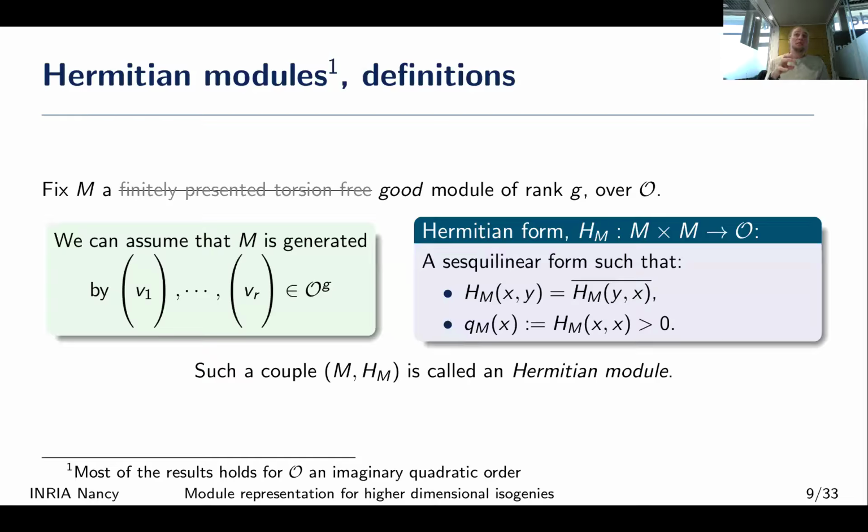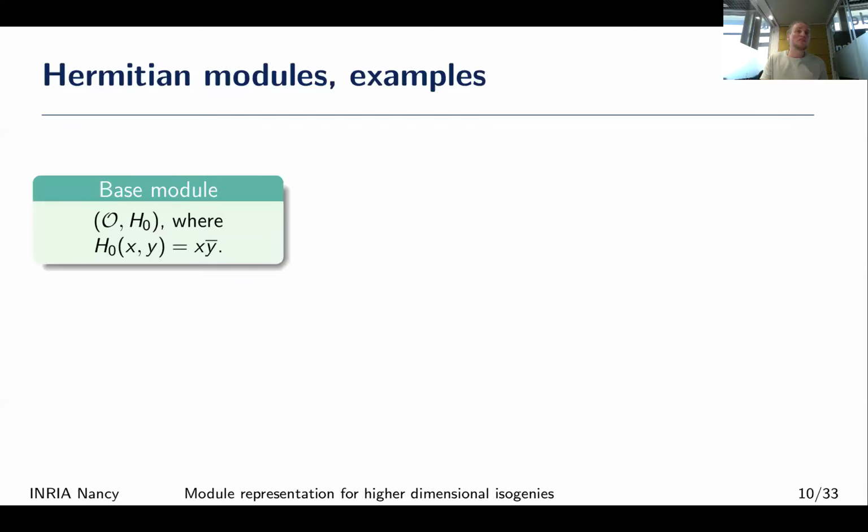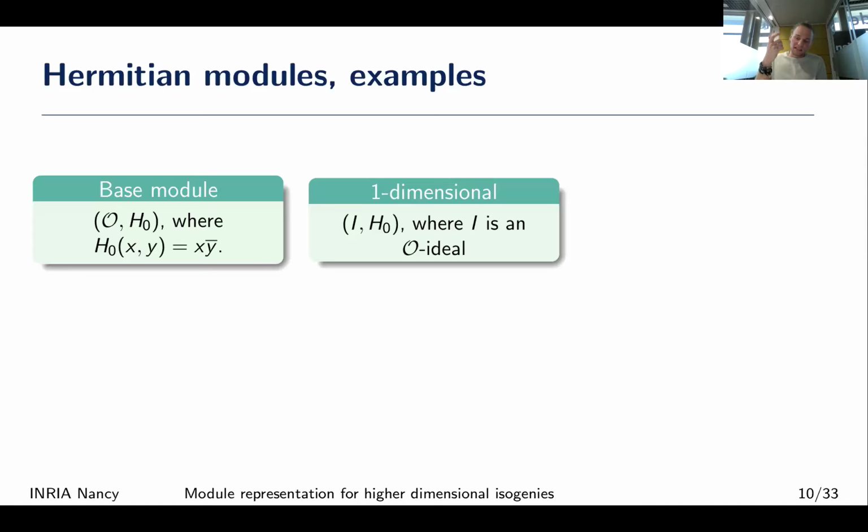This is a rather abstract point of view, and I want to give some examples to grasp a little bit more what is going on behind this definition. Maybe the easiest example of a good module is the ring O itself. It's a rank 1 module over O, and the natural Hermitian form to consider is the one where you multiply x on the left by the conjugate of y on the right. Maybe a more interesting example is given by an ideal of O. Instead of looking at the module given by O, we look at the module of rank 1 given by an ideal of O, staying with the same Hermitian form, and one can check that it once again gives us an Hermitian module.